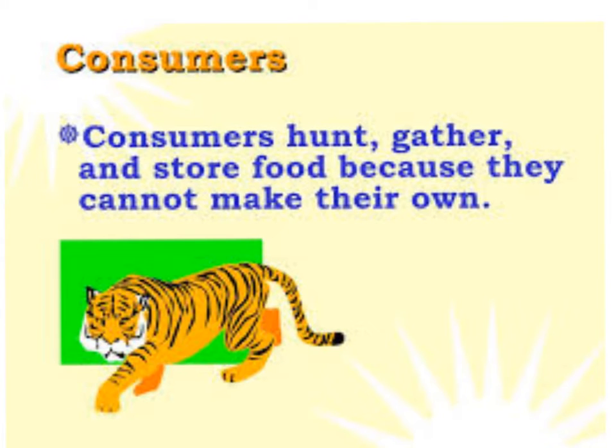But most organisms, such as this tiger, can't make their own food. Because they can't make their own food, they're called consumers. Consumers hunt, gather, and store food because they cannot make their own. I like to think about it as they consume everything.